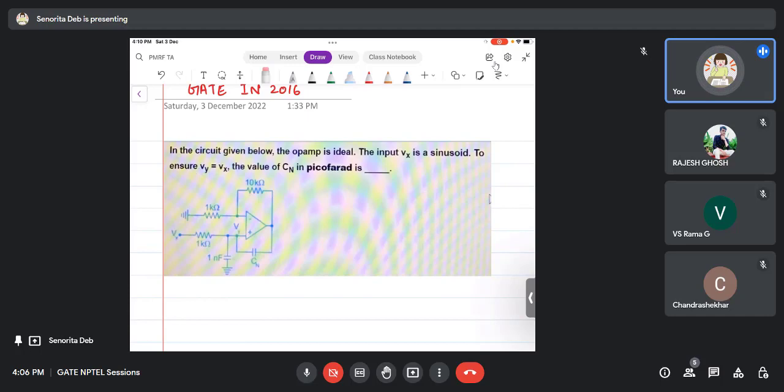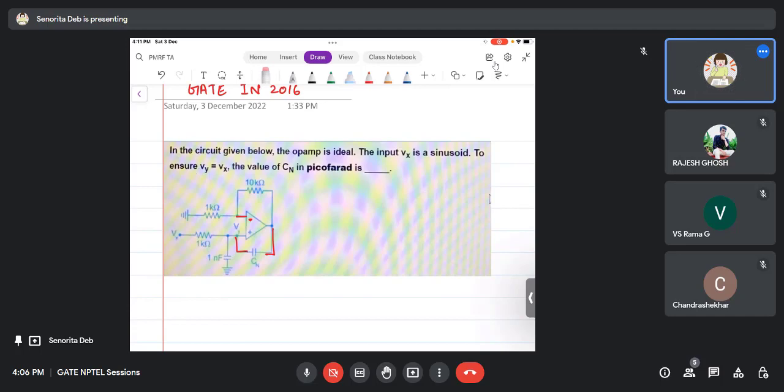Depending upon your frequency, this feedback will be either open or closed, and then the circuit may oscillate at some point, or it may not oscillate. That is a different thing. But at first look, you see that this is connected to the negative terminal. It is a negative feedback system, and we can apply the virtual ground concept.